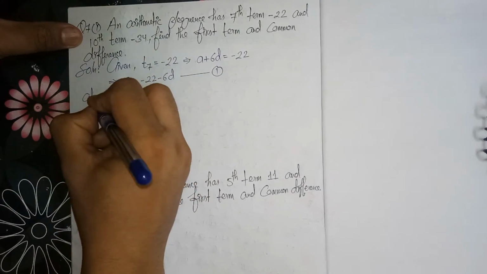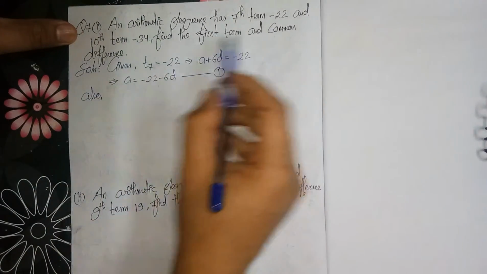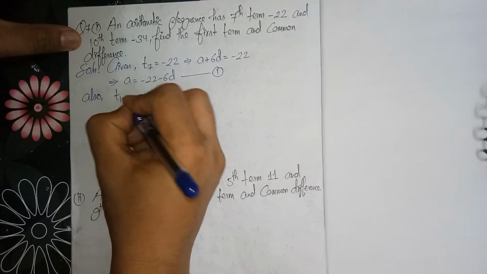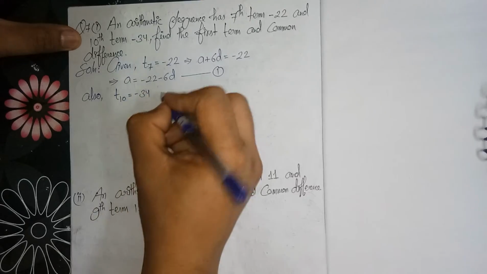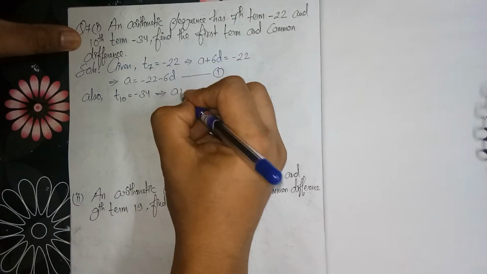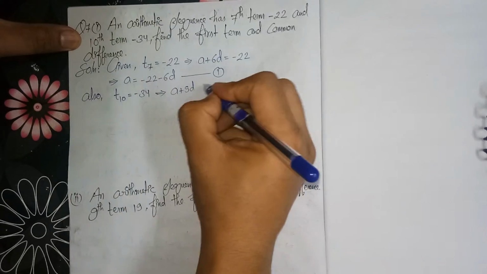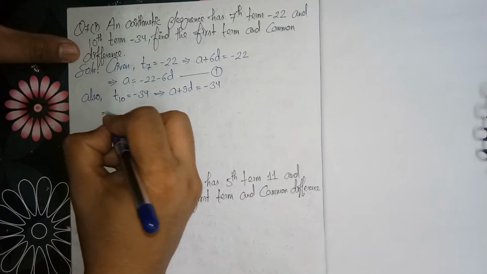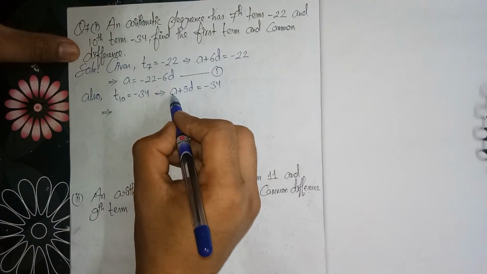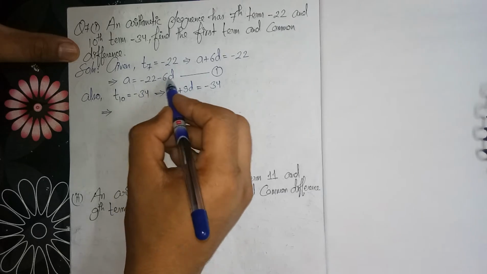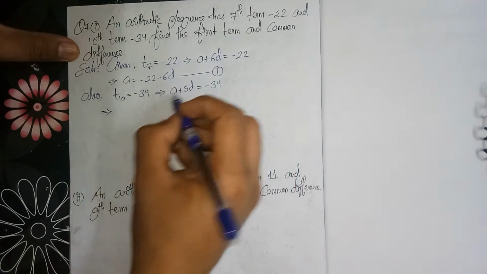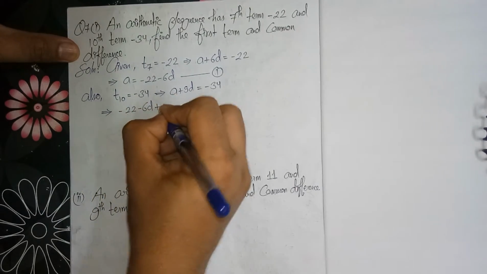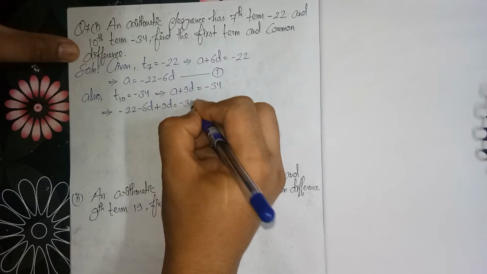Also, one more thing is given, that is 10th term is minus 34. T10 is equals to minus 34 implies we can write A plus 9D in place of T10, and this is equal to minus 34, right? Now in place of A we can write minus 22 minus 6D from equation 1, so we get minus 22 minus 6D plus 9D equals to minus 34.